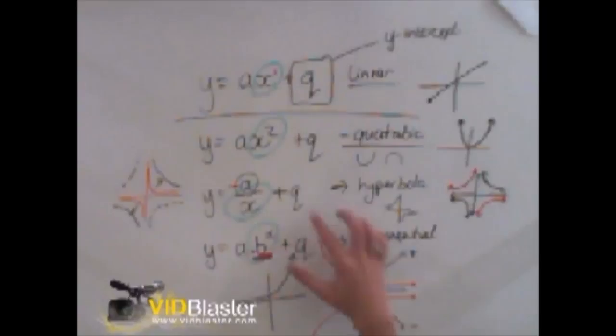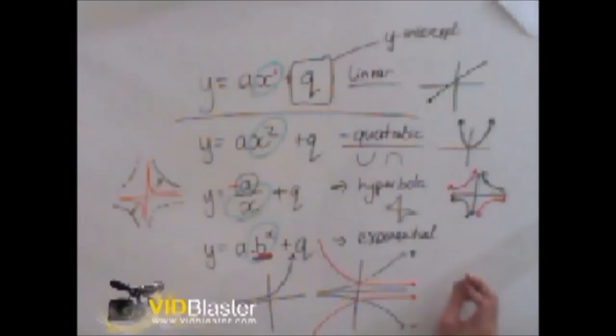And how would we do that? Well, our horizontal asymptotes in both cases, the hyperbola and the exponential function, are actually our Q values, or our vertical shift. So then we go into the conversation about Q values and shifting and things like that, but we have covered that.